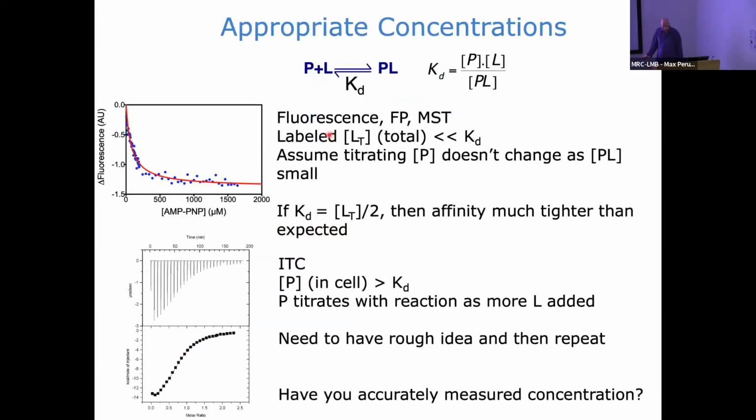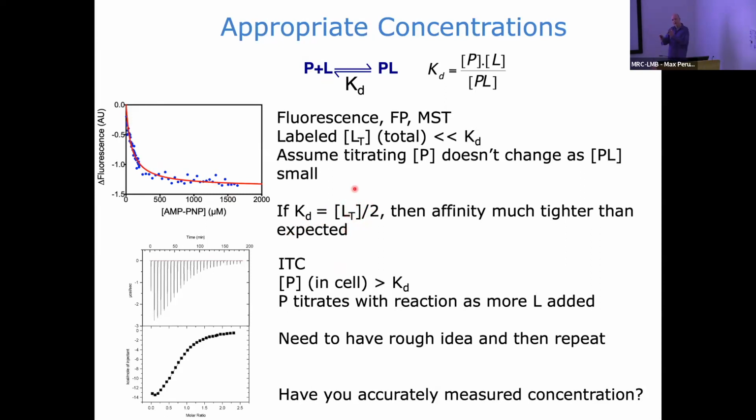Okay, so do you have appropriate concentrations? It depends upon how you fit things. So in this case, if we're doing, say, fluorescence FP and MST, usually the ligand is at a much lower concentration than the KD. So when we titrate in a protein or something else, that doesn't really change, as the concentration of the complex is really small. In cases where the binding becomes really super tight, and it's essentially half the total amount of, say, protein or ligand you put in, then you've got into a stoichiometric titration, and you need to reconfigure.